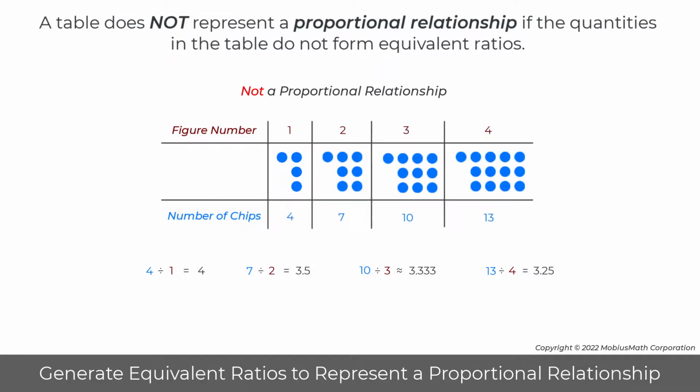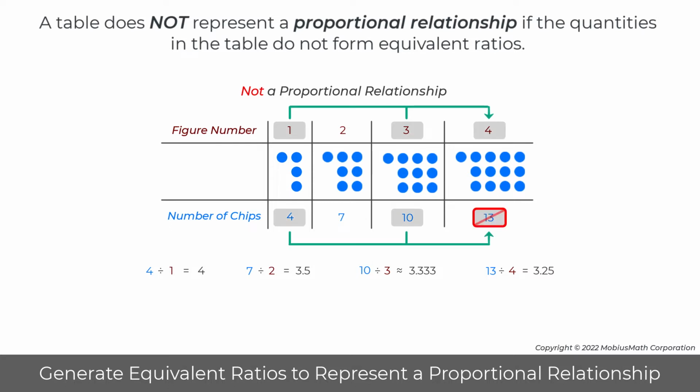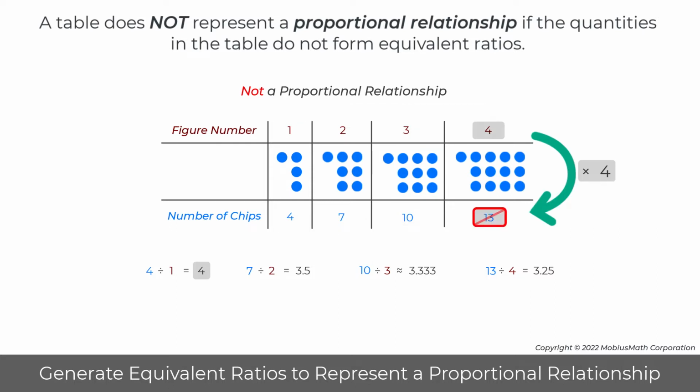relationship. Note, because the quantities in this table are not proportional, ratio table and multiplier strategies cannot be applied to find the number of chips in a given figure.